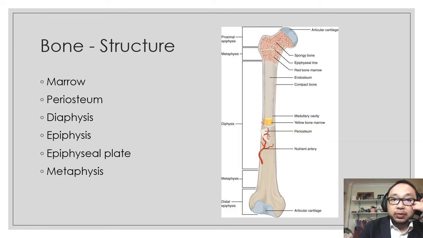So, structure of bone. At birth there's what we call the marrow, which is basically at birth red and hematopoietic and helps in bone formation.